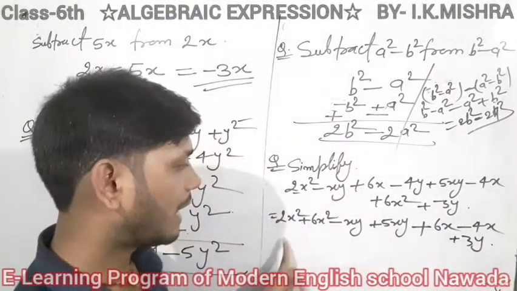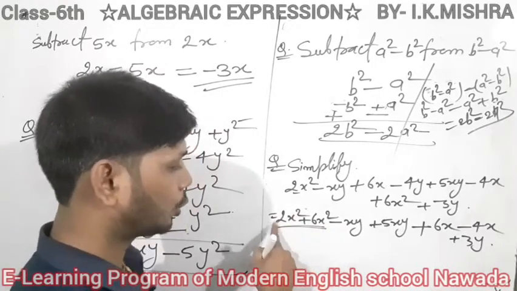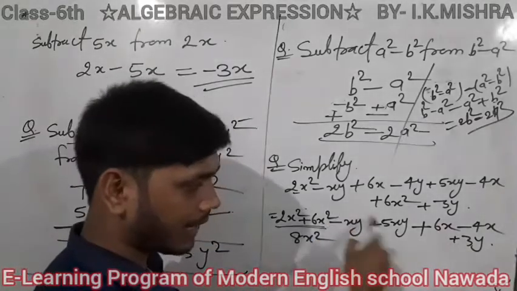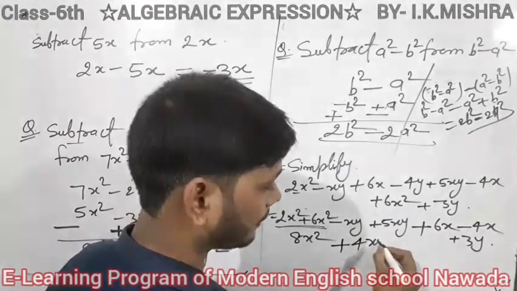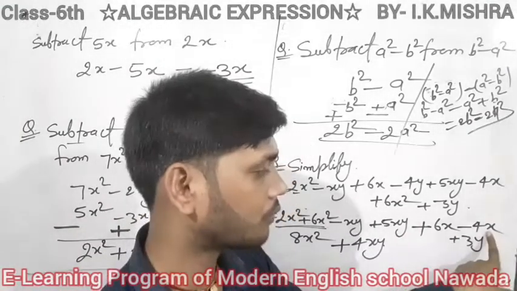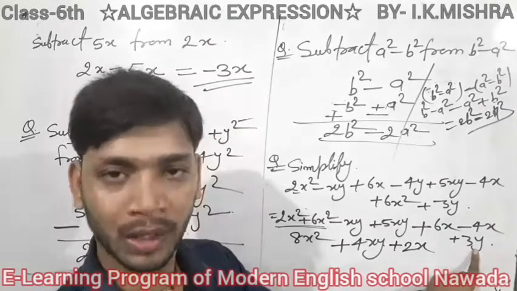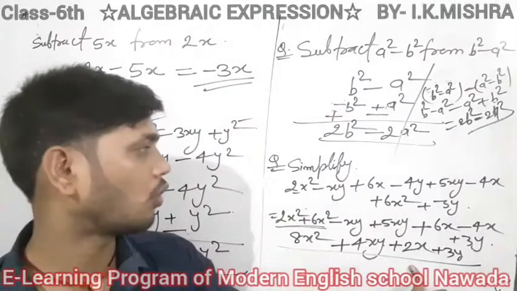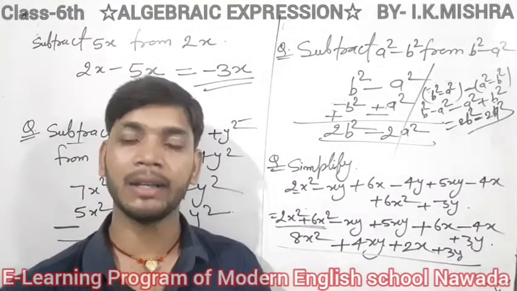Now students, I simplify this. 2x square and 6x square are like terms, that means 2 plus 6, 8x square. Now here minus xy and plus 5xy, that is minus 1 plus 5, that means plus 4xy. Now here plus 6x and minus 4x, that means plus 2x. And now here plus 3y is only one term, so write plus 3y. Friends, this is the simplest form of this expression. Similarly, students, you can simplify all of the questions given in your exercise.